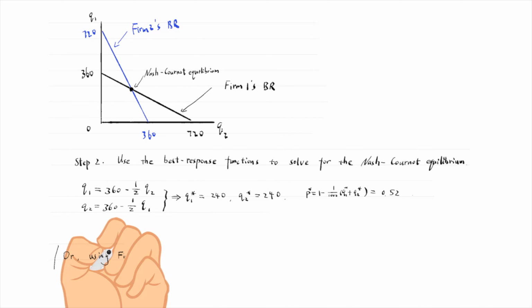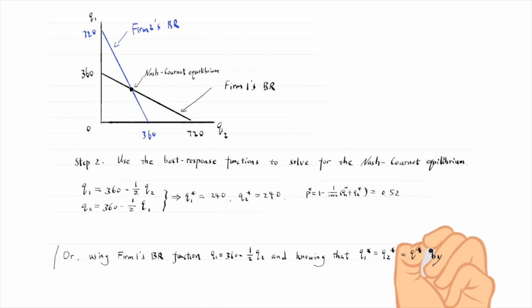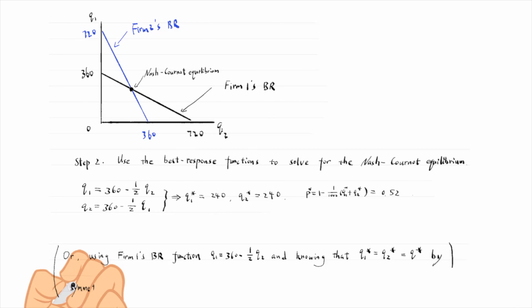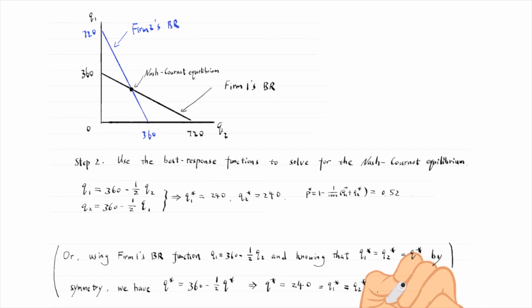Another method to find the Nash-Cournot equilibrium is using firm 1's best response function and knowing that the two firms' Cournot quantities should be the same by symmetry.